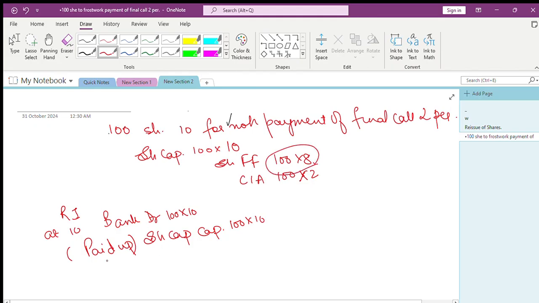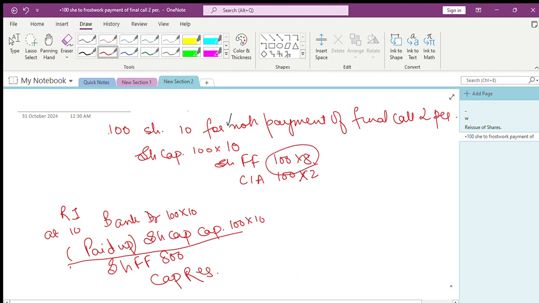So we have to close the forfeiture account. So this balance of share forfeiture account, 800 rupees, goes to capital reserve. This is when we reissued at 10 rupees.